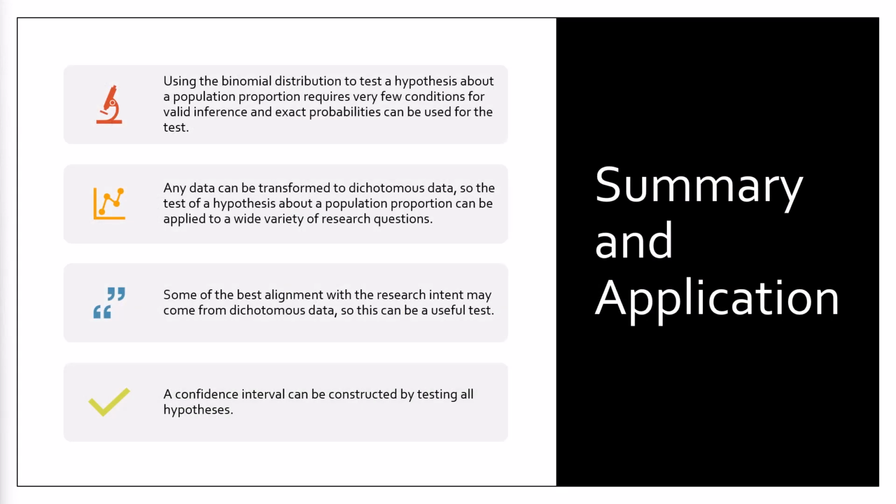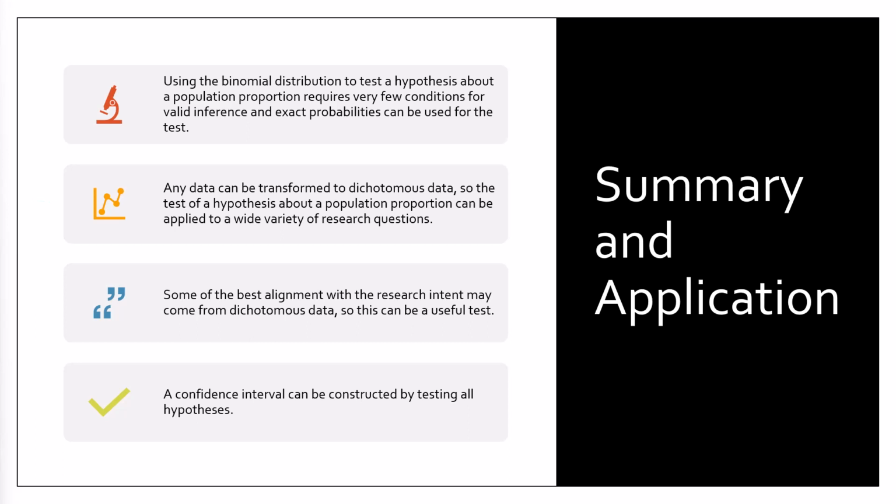So to summarize, using the binomial distribution to test a hypothesis about a population proportion requires very few conditions for valid inference, and exact probabilities can be used for the test. Any data can be transformed to dichotomous data, so the test of a hypothesis about a population proportion can be applied to a wide variety of research questions.